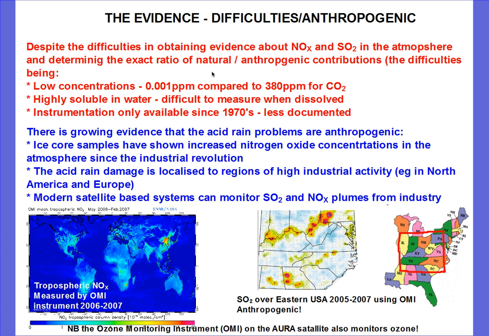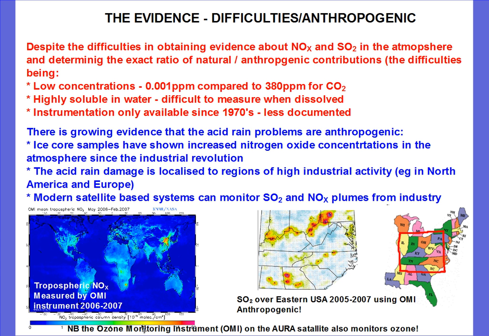But despite those difficulties in measuring the contributions of nitrogen oxides and sulfur dioxides, particularly from people, there is growing evidence that acid rain problems are anthropogenic. And the three big ones I'd like you to talk about are, first of all, that ice core samples have shown increased nitrogen oxide concentrations in the atmosphere since the Industrial Revolution, and the fact that acid rain damage is localized to regions of high industrial activity.